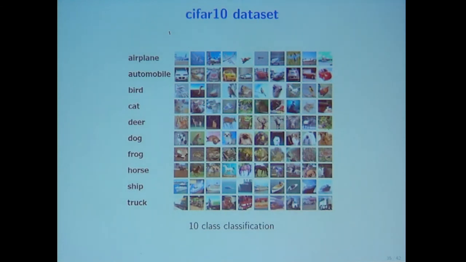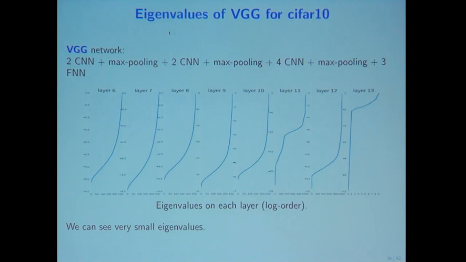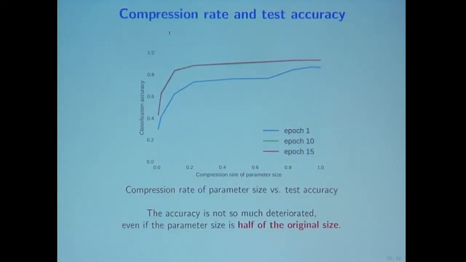We have applied that compression method to some data sets, so now we are going to do the numerical experiment. First, we see the VGG network trained on the CIFAR-10 data set. This is the distribution of the eigenvalues in each layer. For example, in layer 9, the eigenvalue drops very rapidly. The vertical axis is log order, so you see a very fast decreasing rate of eigenvalues. Here we have applied our method to this network. The horizontal axis is the compression rate. Even if the parameter size is one fifth, the performance is not so much deteriorated.